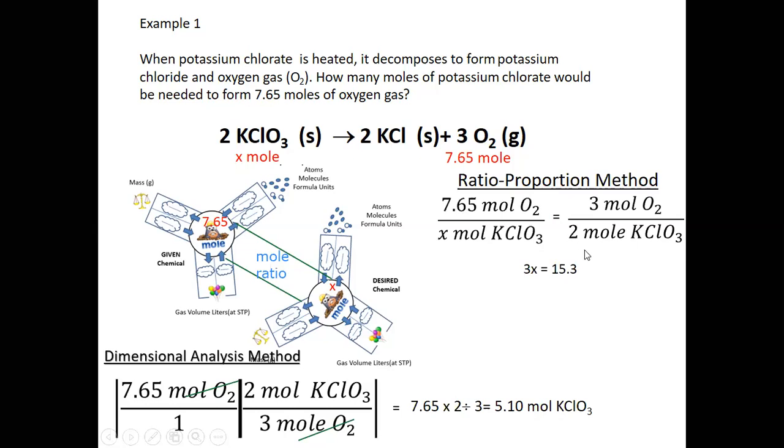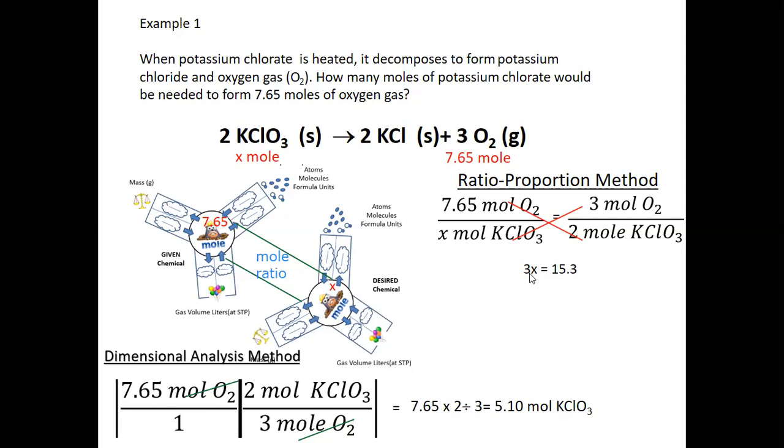Now we recognize that we have what's called a proportion. Whenever we have proportions, what we do is we cross multiply. So we would multiply 3 times x. Multiplying 3 times x produces a value of 3x. 7.65 times 2 becomes 15.3. We now rewrite our problem as an equation. 3x is equal to 15.3, and that would allow us to solve for x.